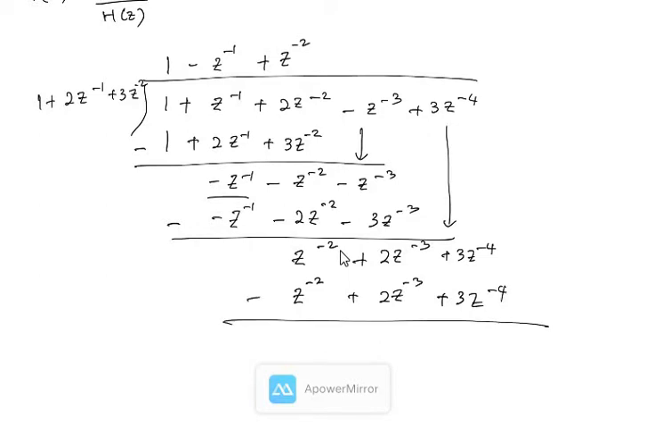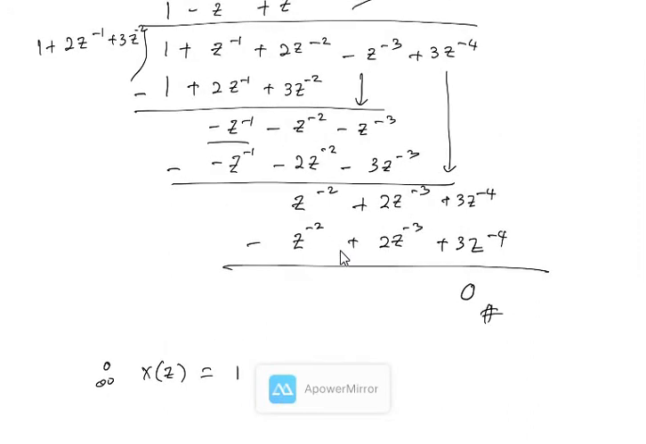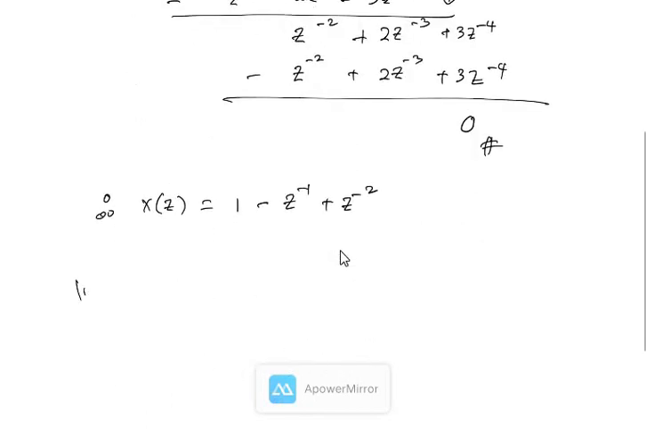And then we minus. So what is the answer? So we left nothing. So we left 0. So the answer is your xz is 1. Okay, is this answer? 1 minus z inverse plus z power of negative 2. So the inverse z transform of the xn is equal to 1 minus 1, 1.